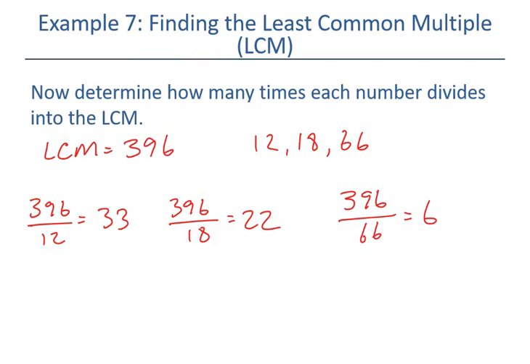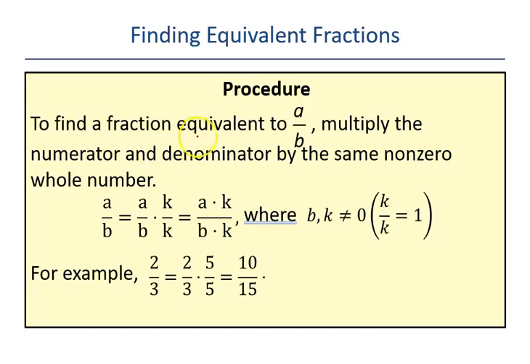Okay, to find a fraction equivalent to a over b, multiply the numerator and the denominator by the same non-zero whole number. Okay, a little blue line there, where a over b equals a over b times k over k. K over k is just a constant number, like 2 over 2. Okay, equals a over b times this constant here.